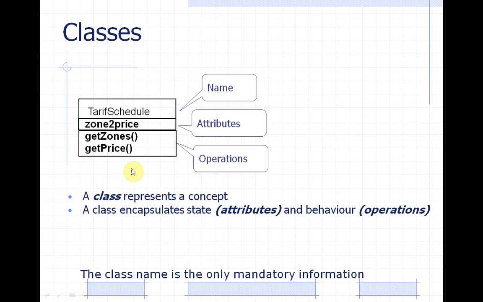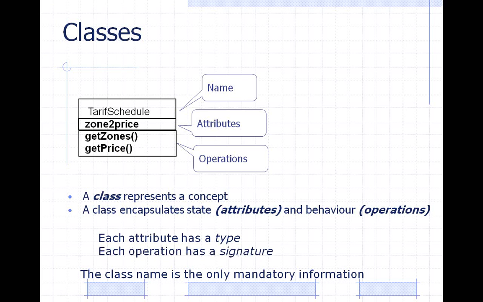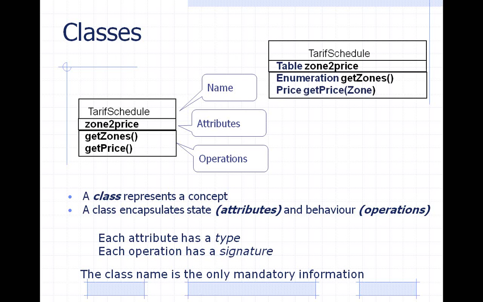This is a class. It has the name, tariff schedule. It has attributes zone 2 price. It has two operations, get zones and get price. Each attribute has a type and each operation has a signature. So we specify the type before the attribute and the signature before the operation.